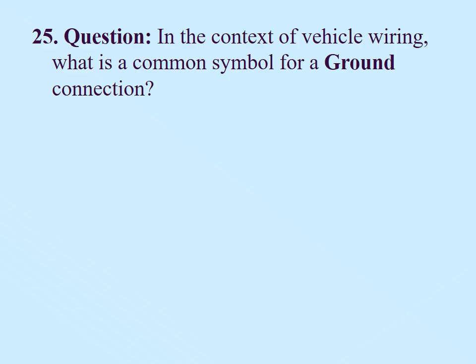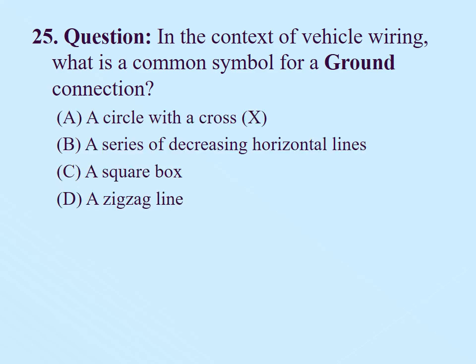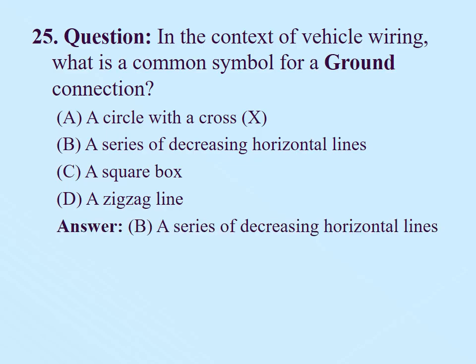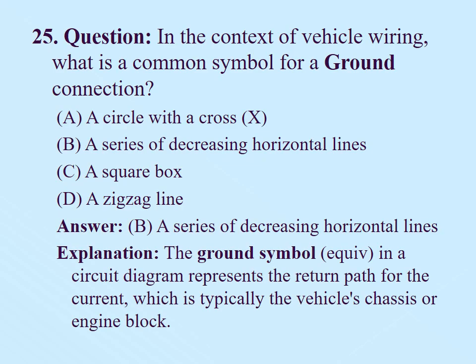Next question. In the context of vehicle wiring, what is a common symbol of a ground connection? Option A, a circle with a cross X symbol. Option B, a series of decreasing horizontal lines. Option C, a square box. Option D, a zigzag line. Answer is B, a series of decreasing horizontal lines.